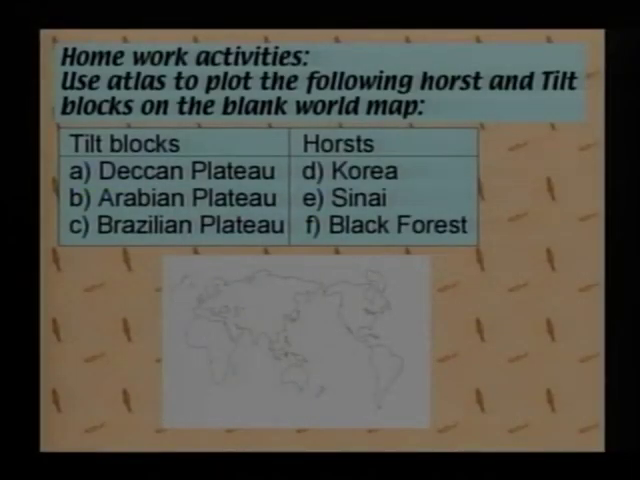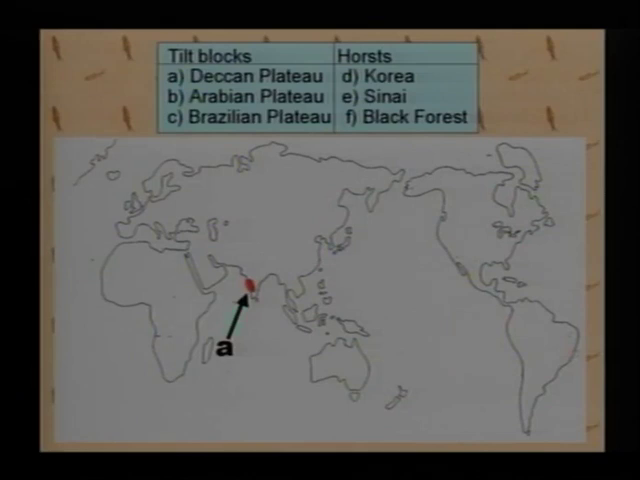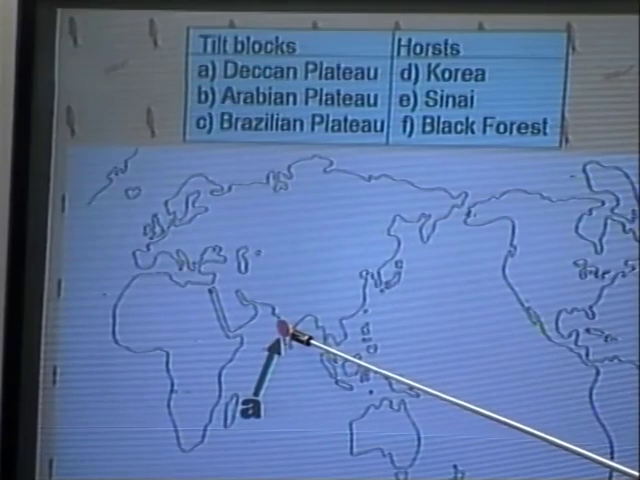Okay, we'll start off first with the tilt blocks. The three examples given there: the Deccan Plateau, the Brazilian Plateau, and the Arabian Plateau. Let's check the location and you can make corrections. Okay, looking at the Deccan Plateau, first of all, represented with the letter A, the Deccan Plateau should be in India. We check the area shaded in red and the arrow with the letter A pointing to the Deccan Plateau.